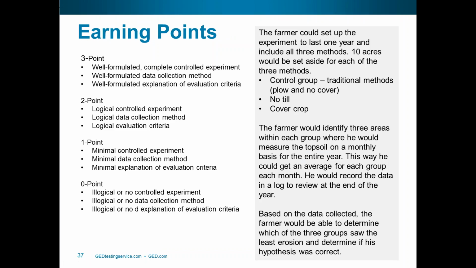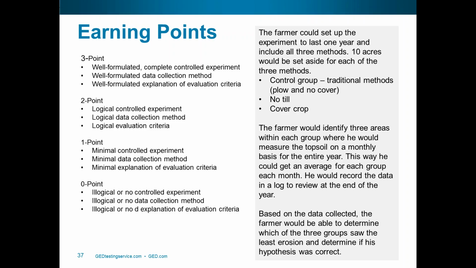So if I look at what earns points in this particular short answer, you'll notice again that there are some adjectives: minimal, logical, or well formulated. And for each of those adjectives, you'll notice that the other things are very similar. Either it's a minimal explanation of the controlled experiment, the data collection, and the evaluation, or it's a logical, or it's a well formulated. This particular answer tells us that the farmer could set up an experiment to last 1 year, include all 3 methods. 10 acres would be set aside for each of the 3 methods.